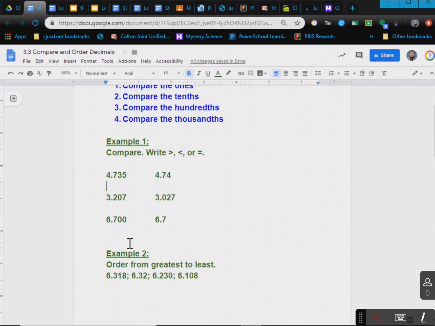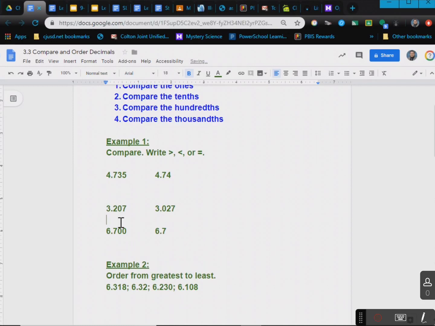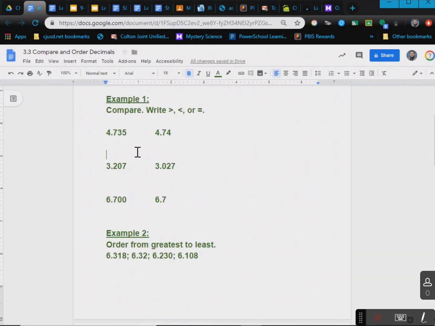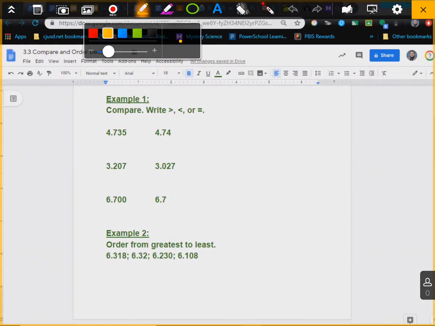Okay, these are three separate problems. Let's take a look. It's saying compare, write less than, greater than, or equal. So, 4.735, is it greater than, less than, or equal to 4.74?